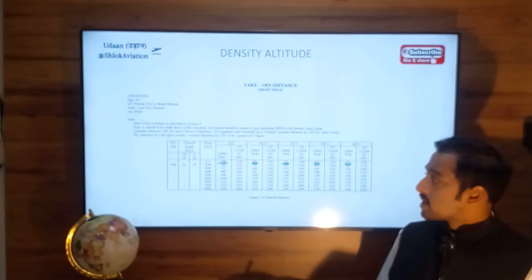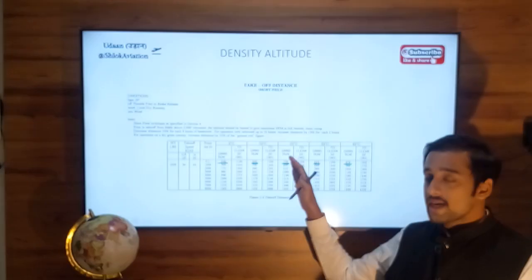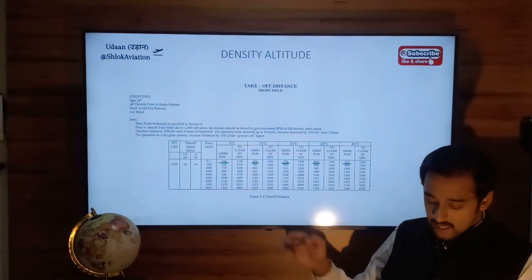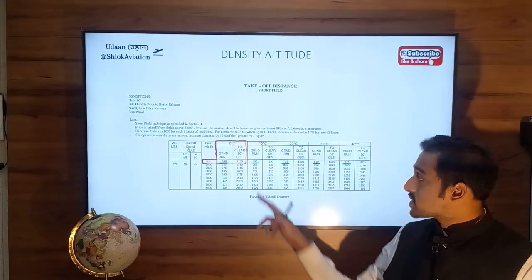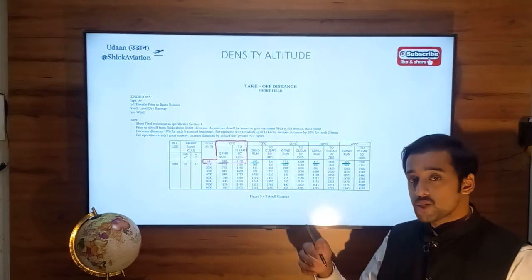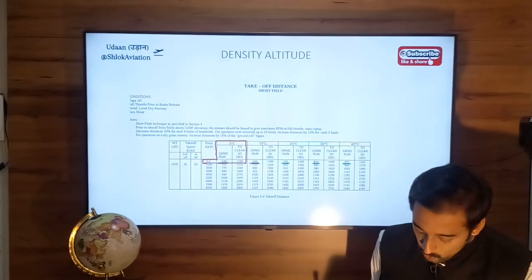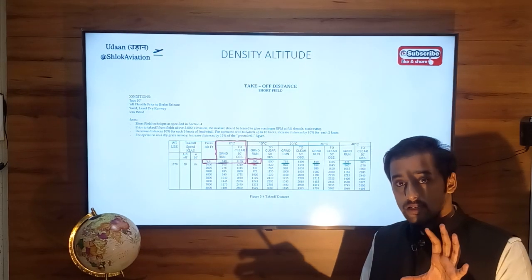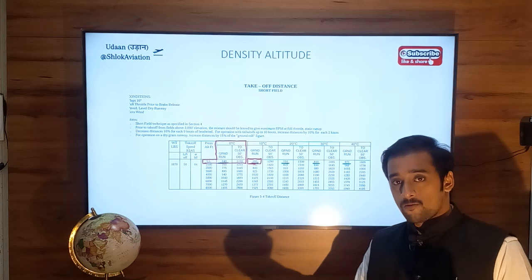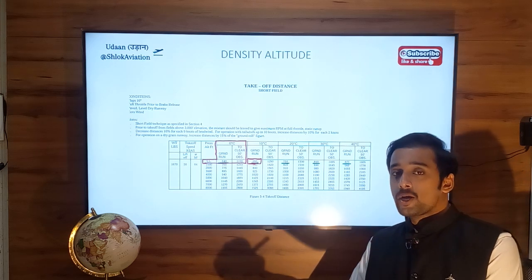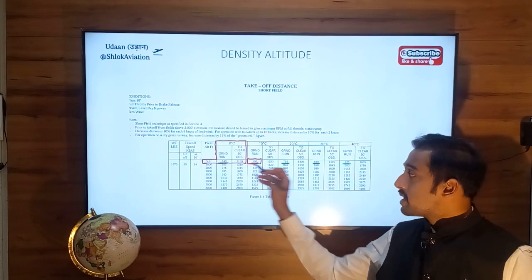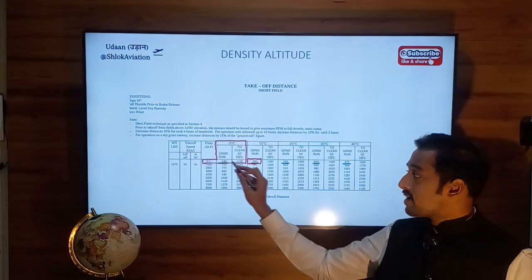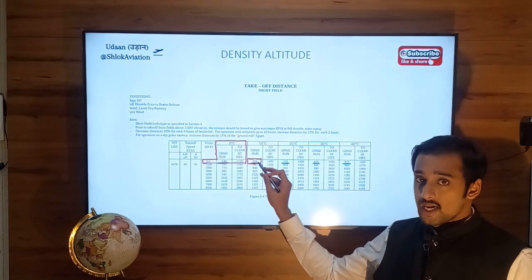Next, takeoff distance. Here you can see temperature columns given: 0, 10, 20, 30, 40. When the temperature at mean sea level is 0 degrees Celsius, the ground roll, or ground run, is 640 feet. When temperature increases to 10 degrees Celsius, the ground roll changes. Ground run is the total distance from the start of the takeoff roll, from a stop, to the point of liftoff. As temperature has increased, the ground roll required also becomes higher: 640 has become 695.